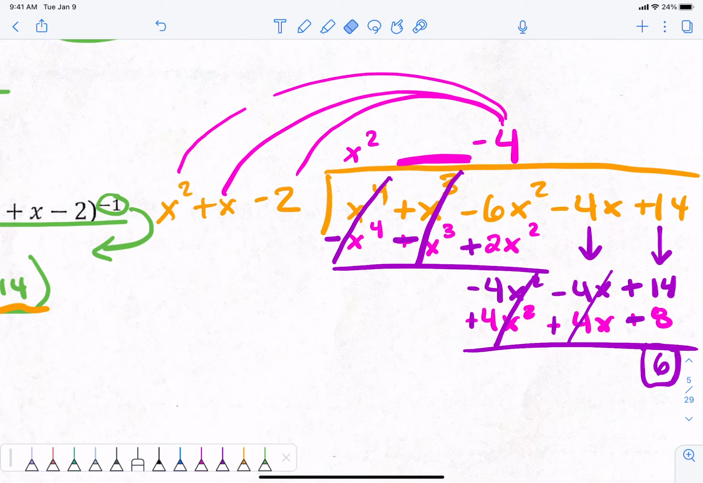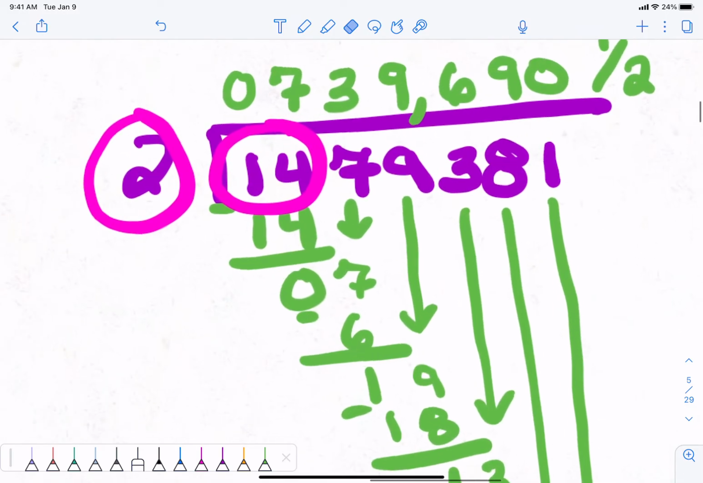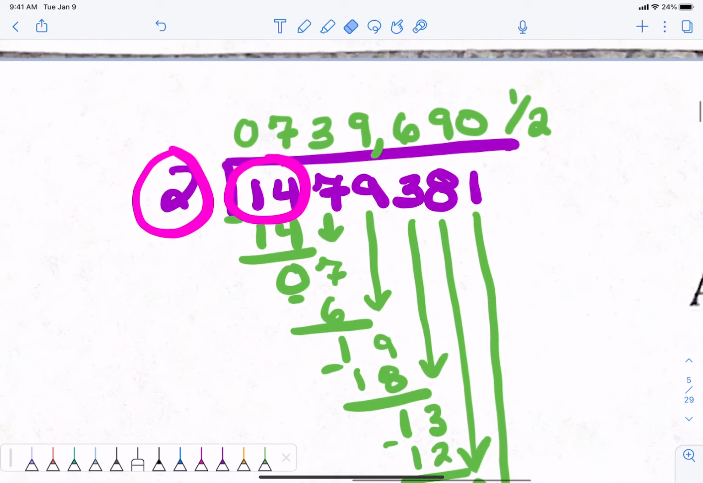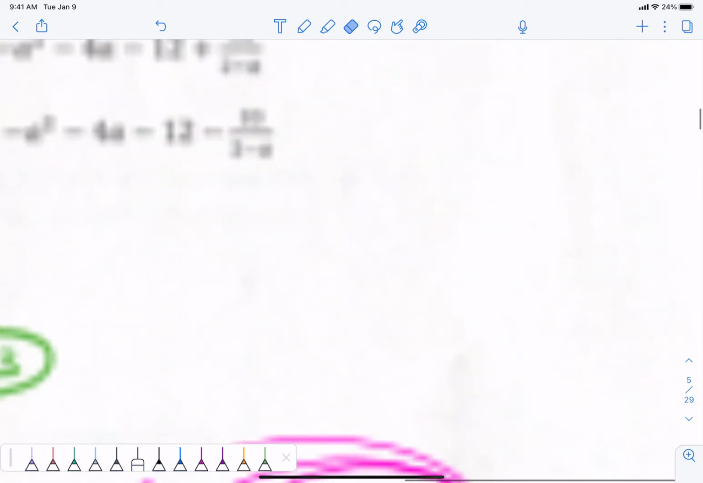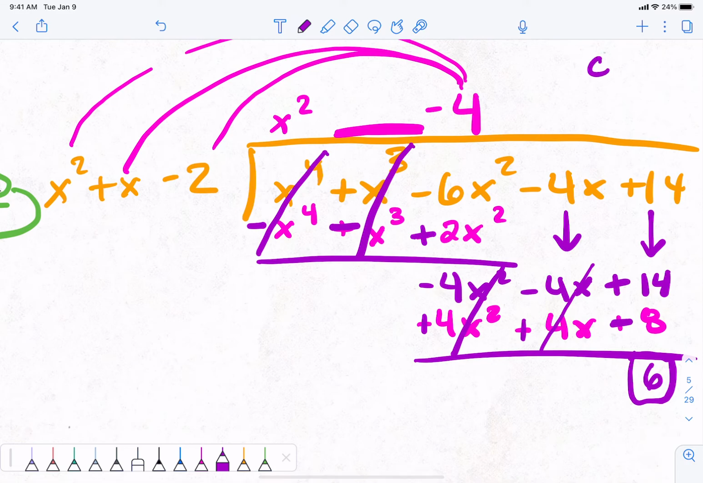Okay, and here's how you write the remainder, just like up above. You remember when we were dividing by 2? My remainder was 1 and we put it as 1 over 2, right? So we're going to put 6 over x squared plus x minus 2 because that's what we're dividing by.